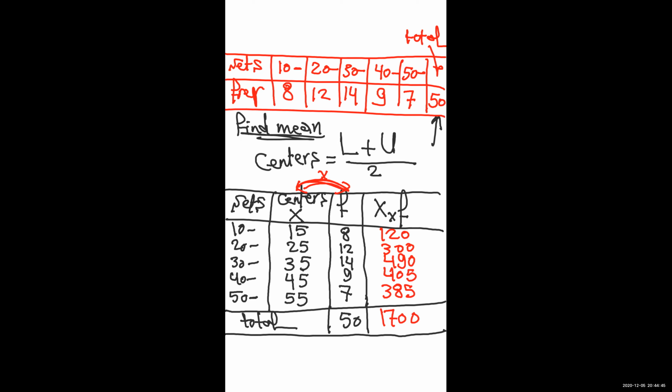The total is 1,700. Now the mean will equal the sum of x times f divided by the sum of the frequency. I'm going to write it on the top of the page. The mean will equal 1,700 divided by 50, so the mean will equal 34 marks, because this was the marks for a mathematics exam. Okay, now this one is clear.